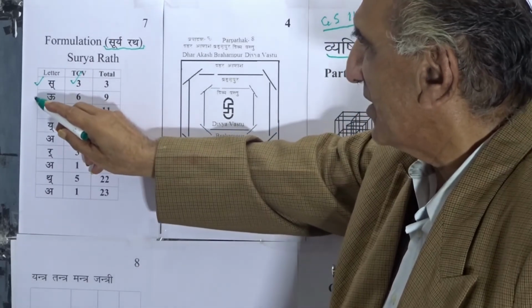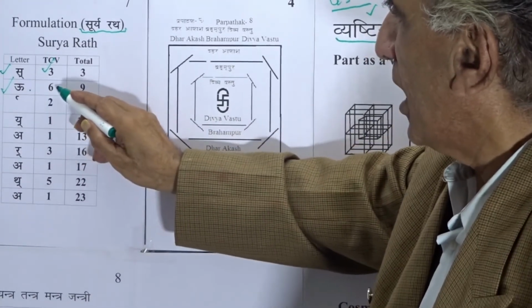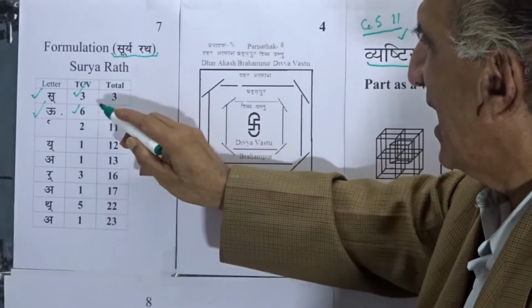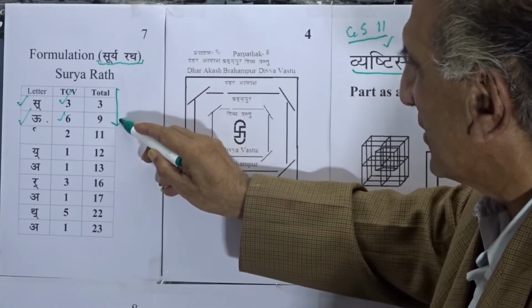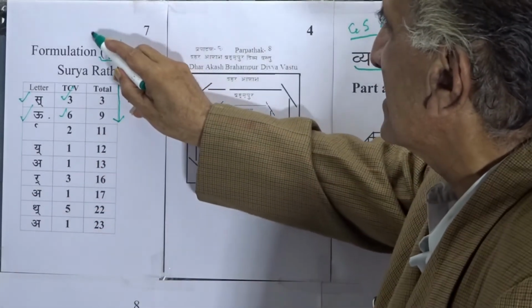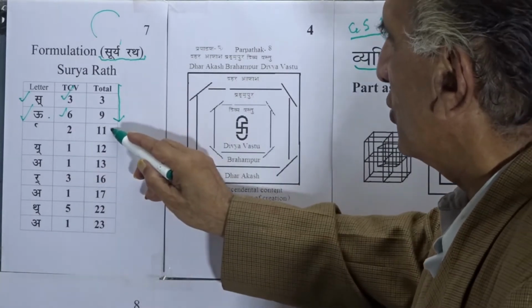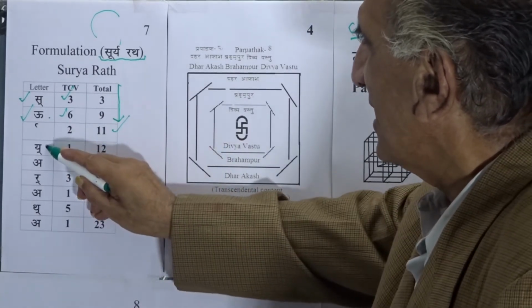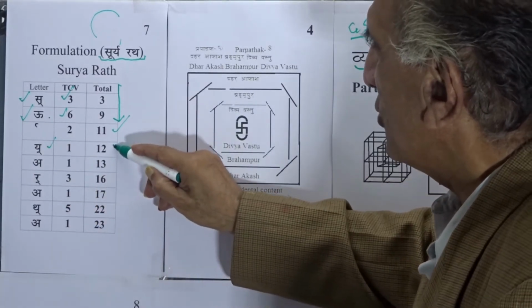The second letter is the elongated third vowel U, of TC value 6, and therefore the summation value up to the first pair of letters comes to be 9. The third letter is Ref. It is of value 2, so the value is 11. The next letter is Ya, an Antahstha letter of value 1, which takes the value to 12.